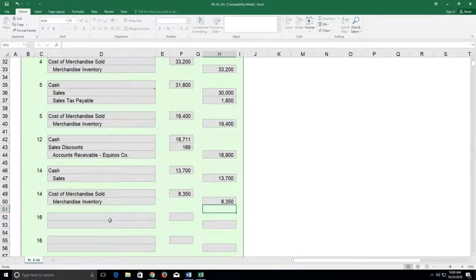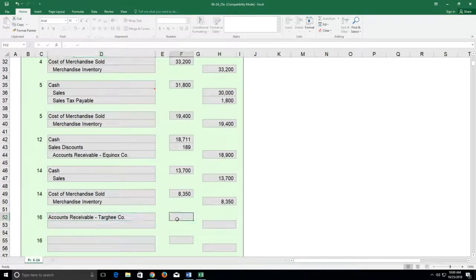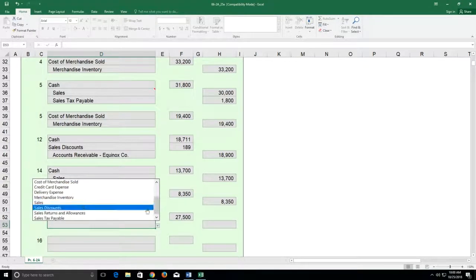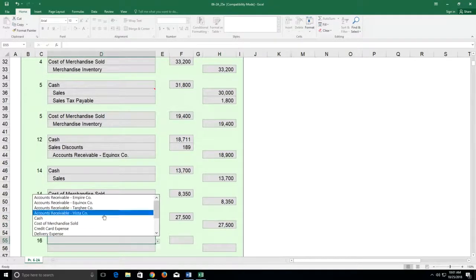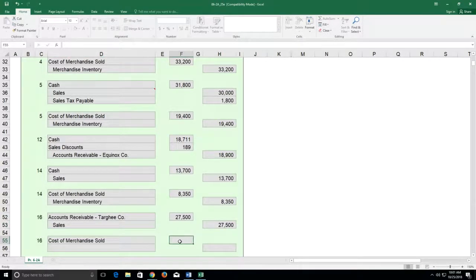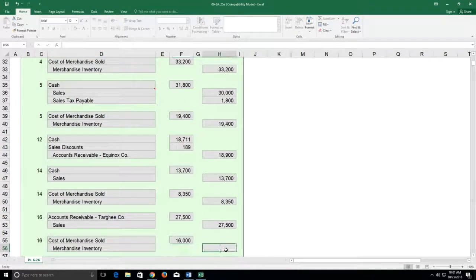Okay, on the 16th, it said that we sold merchandise to Target Company, accounts receivable to them for $27,500, sales to us for that same amount. Our cost of merchandise sold was $16,000. And merchandise inventory for the same $16,000.